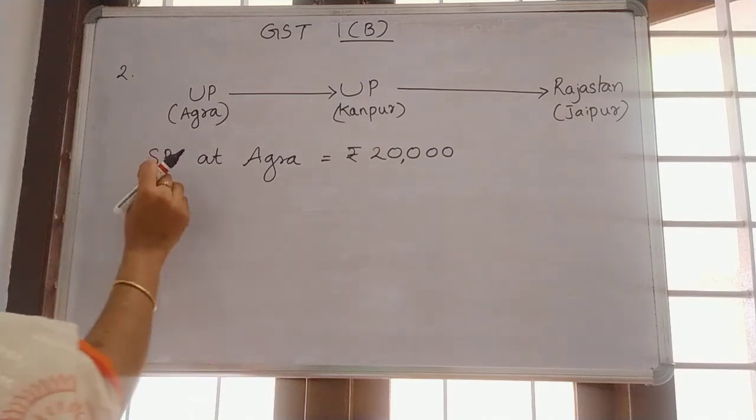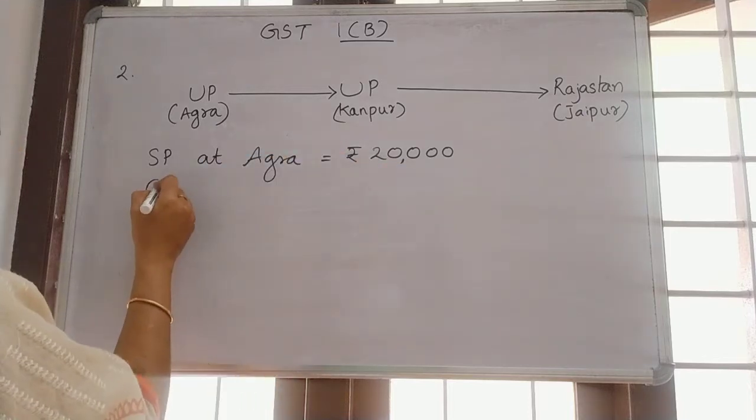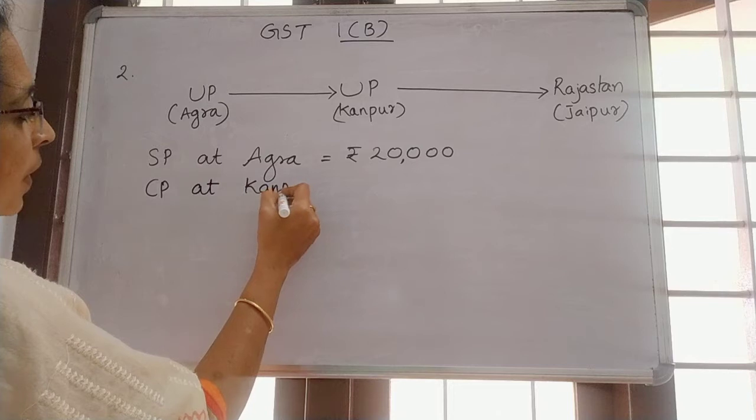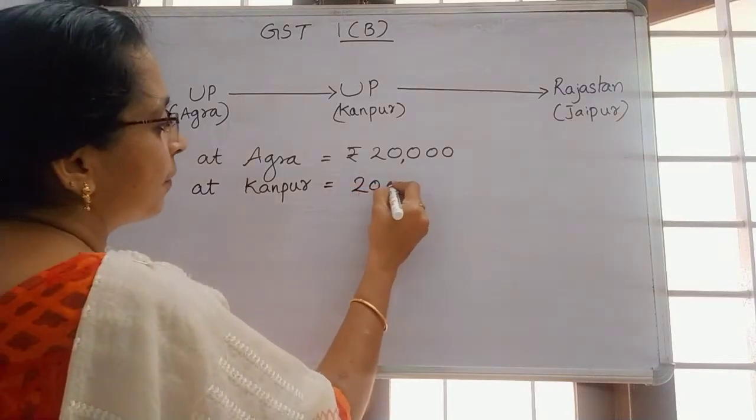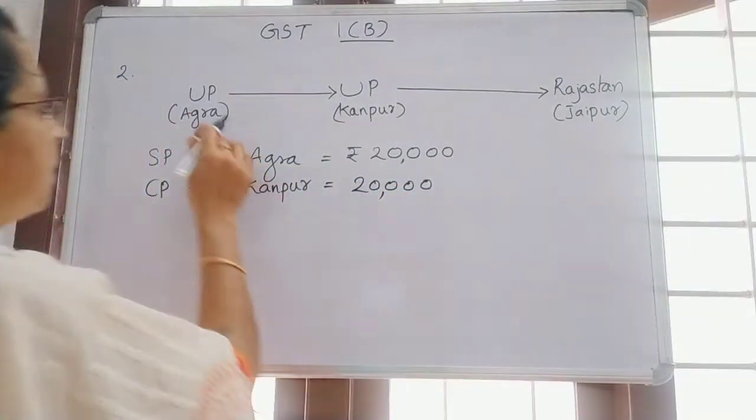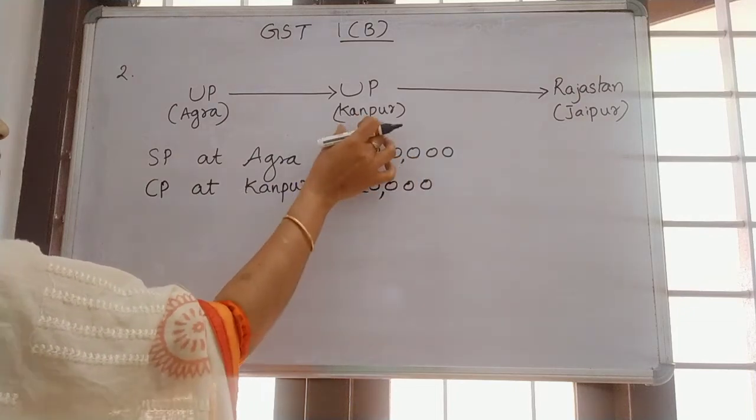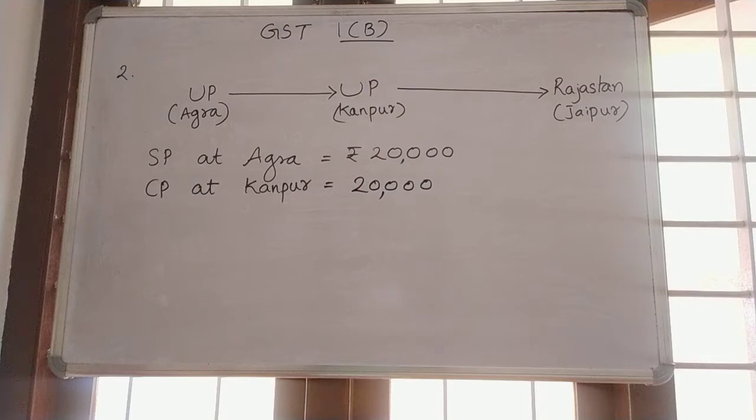If the selling price at Agra is 20,000, what will be the cost price at Kanpur? It will be 20,000 itself. The selling price at Agra is 20,000, so the cost price at Kanpur will be 20,000 itself.